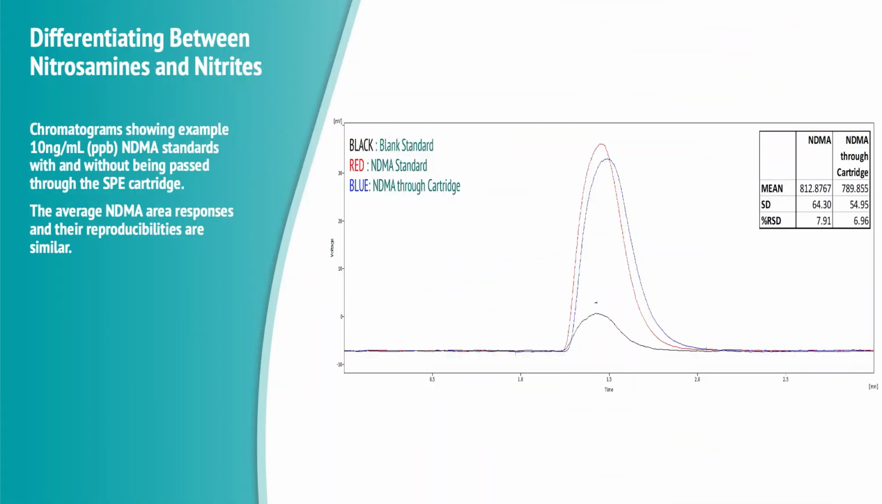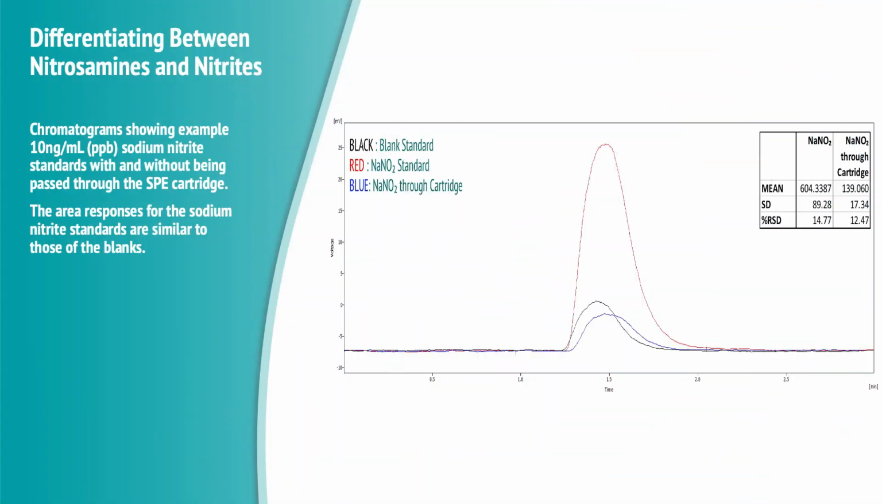This is a 10 ppb NDMA standard that has been passed through the cartridge, not passed through the cartridge, and also we're showing a blank. So as you can see, the table over here on the right, the mean responses and reproducibilities are very similar between the samples through the cartridge and not through the cartridge.